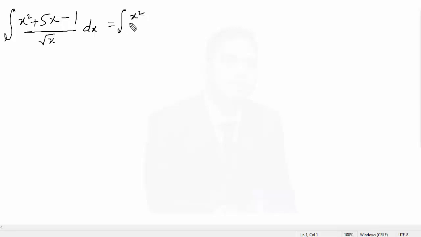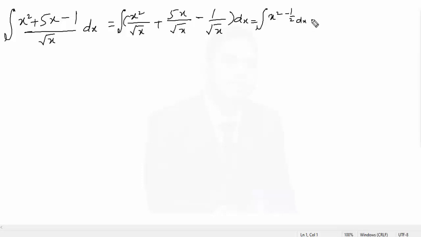Separate all the values: x squared over x root, plus 5x over x root, minus 1 over x root, in brackets, dx. Further, for x squared, you can see that the value of the square root is 1 over 2, so x raised to the power minus 1 over 2 dx. Plus 5 outside the integral sign, x raised to 1 minus 1 over 2 dx, and minus 1, x raised to minus 1 over 2 dx. This is the reverse case.